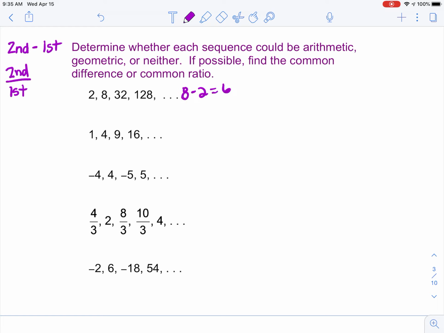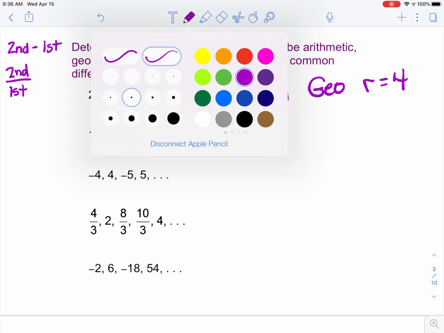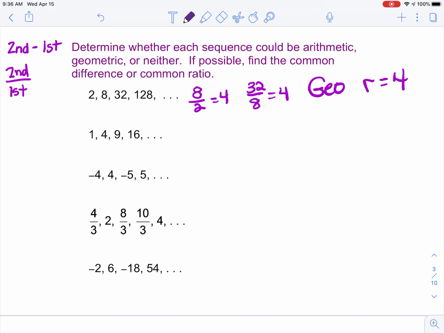So if I subtract here, 8 minus 2 is 6. 32 minus 8 is not 6. So I know it's not arithmetic. Okay, let's try geometric. So if I take 8, the second number, divided by the first, I get 4. If I take the third divided by the second, I get 4. These are the same. That means it is a geometric sequence, and your R is 4. All right, let's look at the next one.